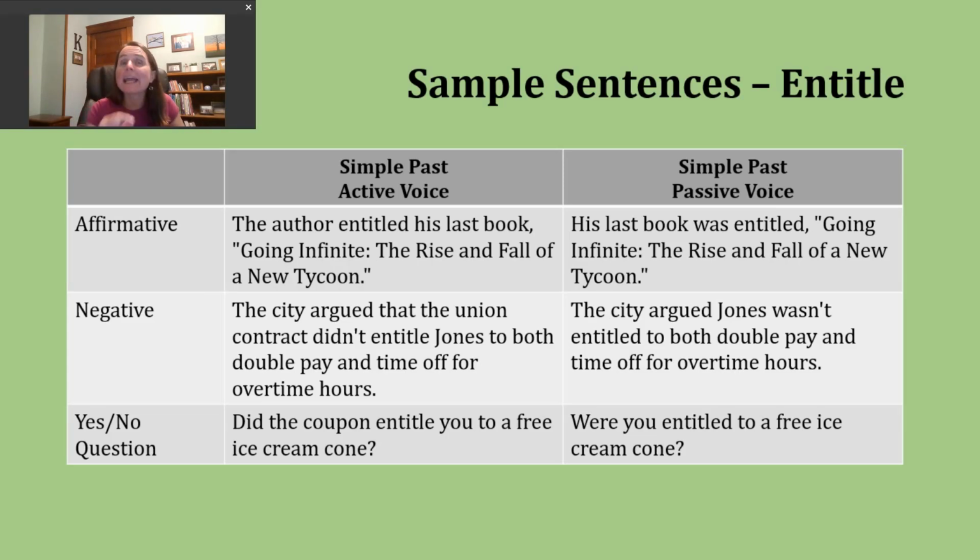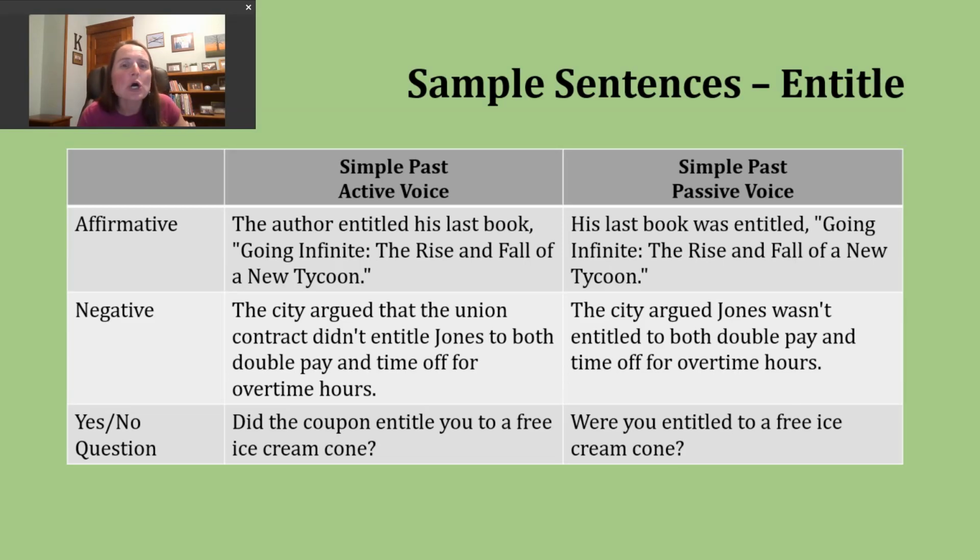Now, if I want to make that sentence passive voice, again, I start with my object. I'm going to use our past form of be here, followed by not, and then I use the participle form of the verb. So you will see that ed ending in the passive voice. Here's another example. The city argued Jones wasn't entitled to both double pay and time off for overtime hours.